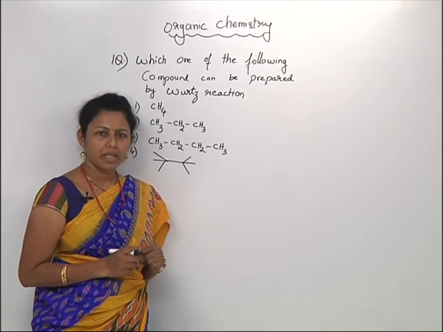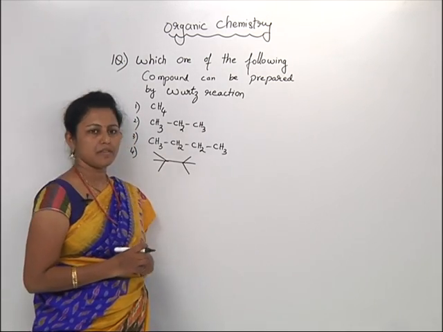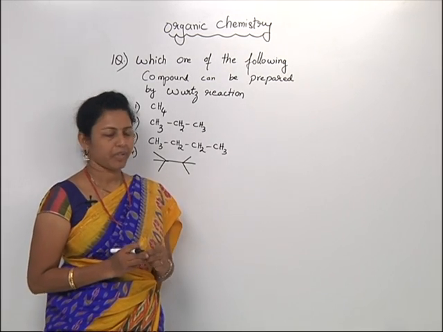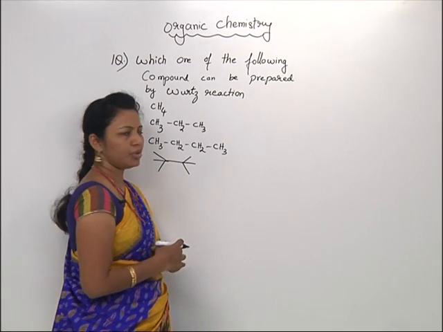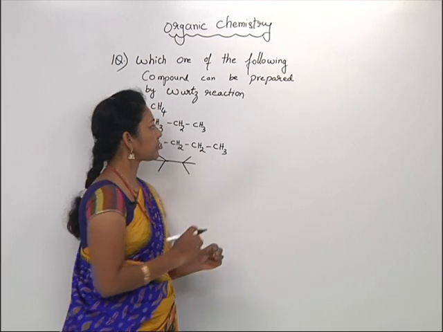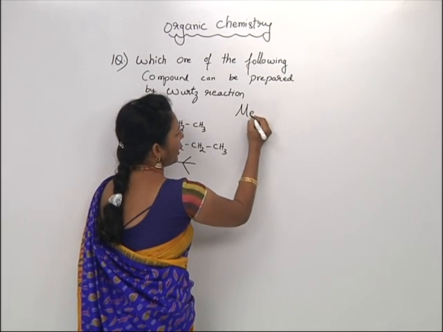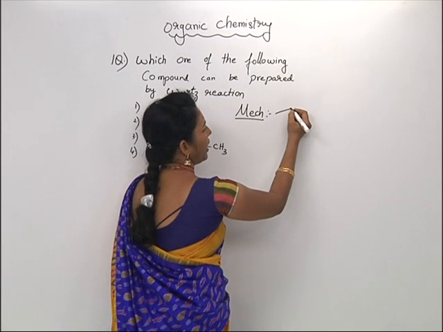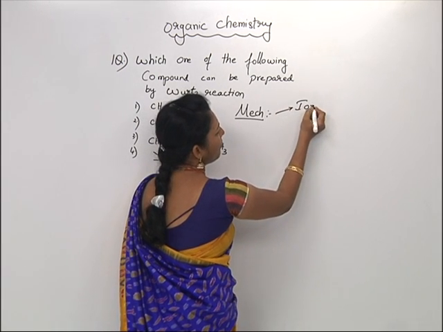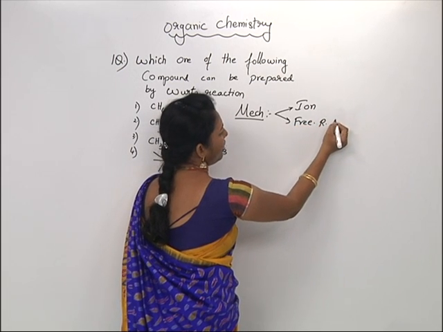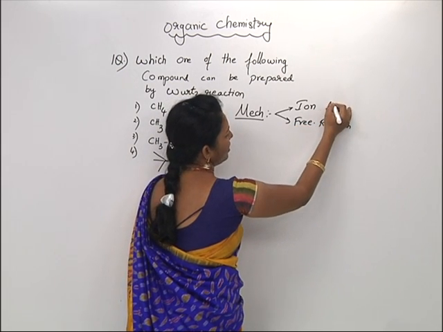What will be the correct answer? To pick the correct answer, first we should know the conditions in Wurtz reaction, and let us see the mechanism part of the Wurtz reaction. Wurtz reaction has two mechanisms: an ion mechanism and a free radical mechanism.